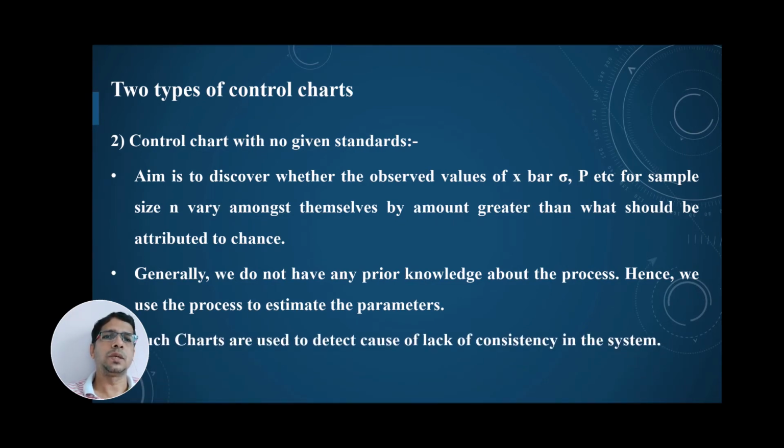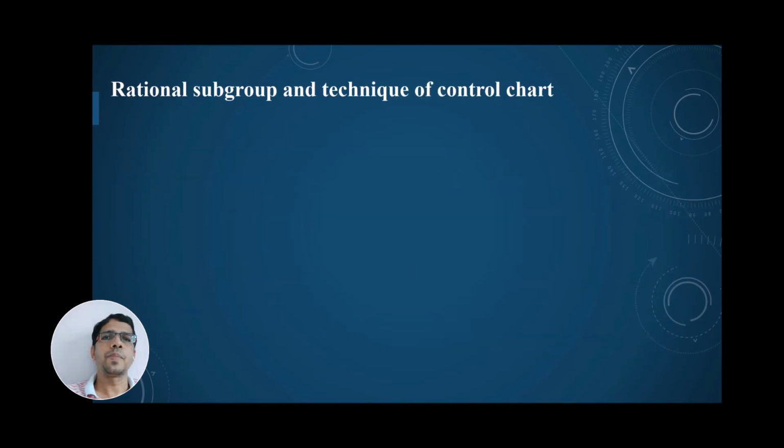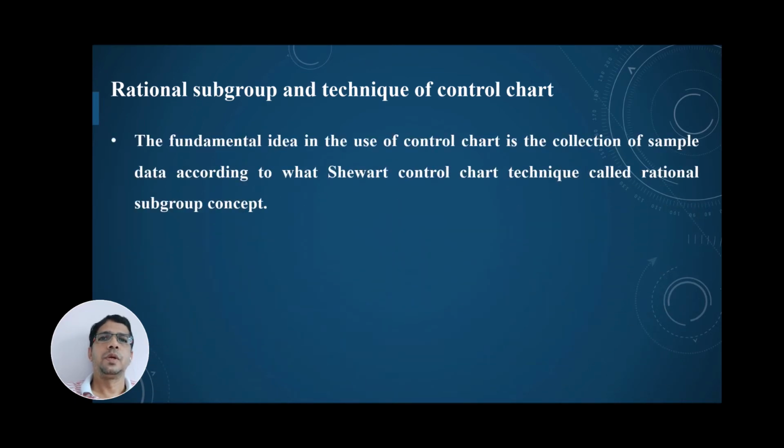So such charts are used to detect causes of lack of consistency in the system if the variation is because of assignable causes. Now, the idea behind this control chart is based on the rational subgroup. That is basically the fundamental idea. Here, the fundamental idea in the use of control charts is the collection of sample data according to what Shewhart called the rational subgroup concept.